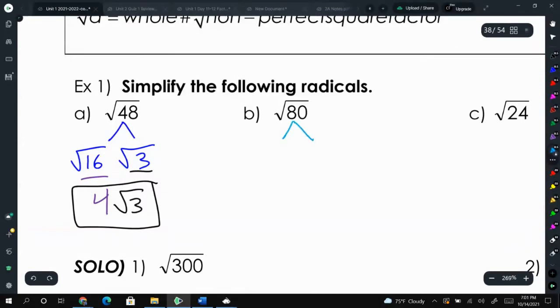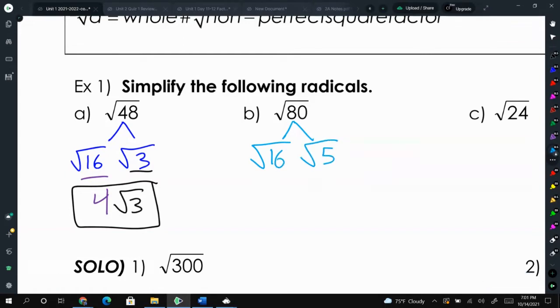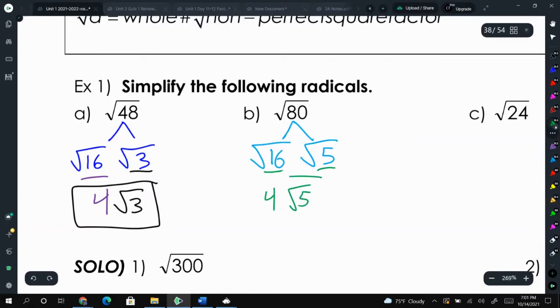Break up the square root of 80. We can break this up to 16 and 5. 16 times 5 is 80. The square root of 16, again, is 4. The square root of 5 is just the square root of 5, and we can't simplify that, so we are done.